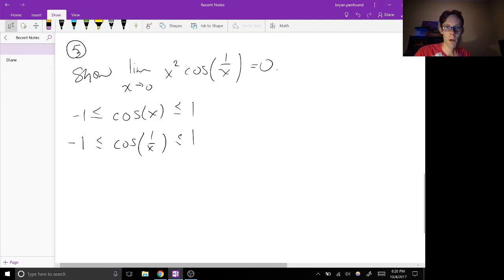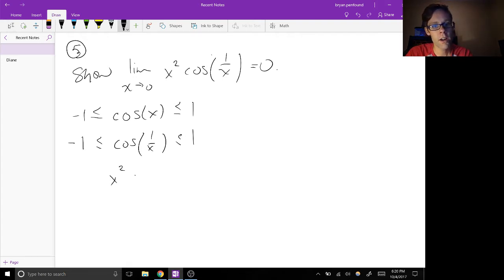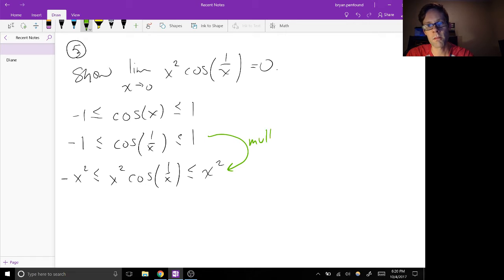Next, I want to get this entire function bounded between some stuff. I'd like to know its upper bound and its lower bound. It turns out it's going to be bounded above by x squared and bounded below by -x squared. All I've really done as I move from here to here is multiply everything by x squared.